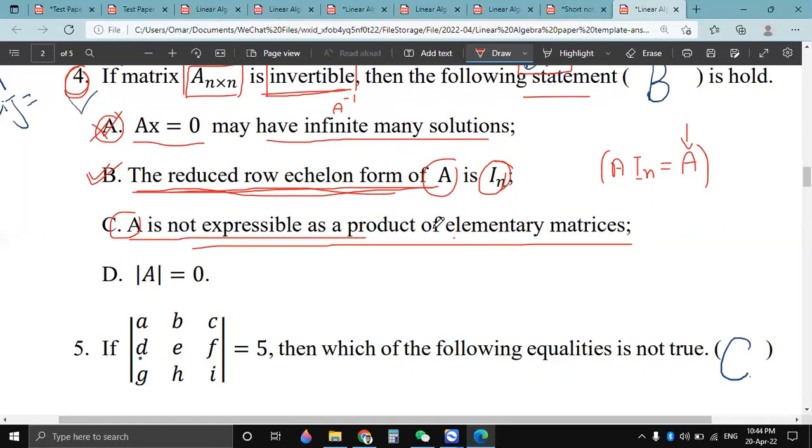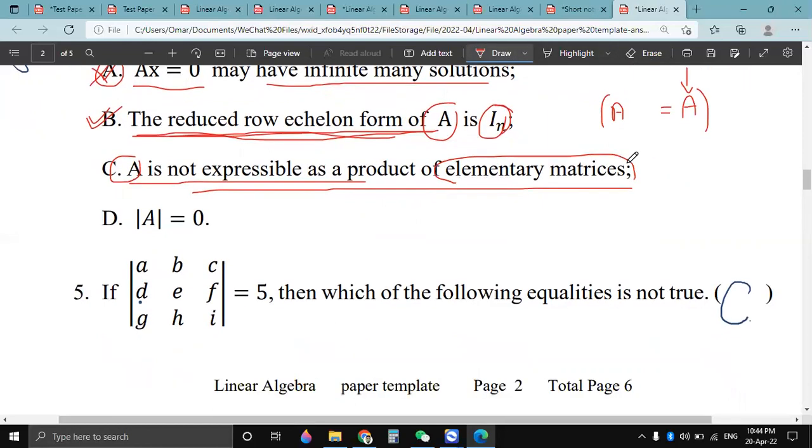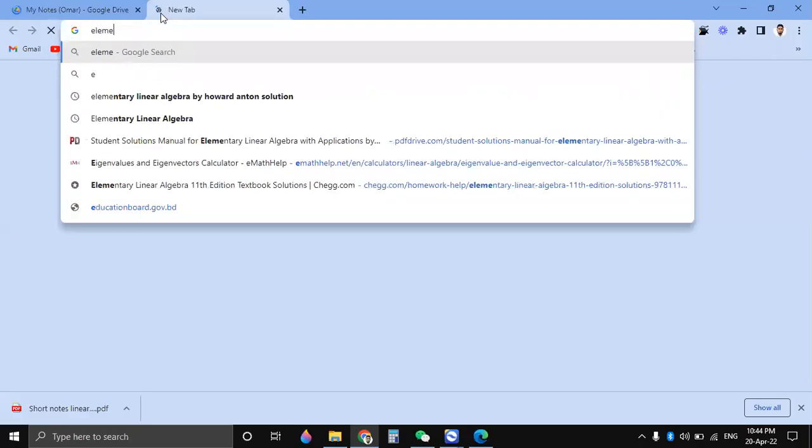So elementary matrix means, okay, it is not the identity matrix. It will be an elementary matrix. So an elementary matrix is some kind of matrix. Let's say, yesterday I tried to solve an elementary matrix. Let me find an elementary matrix.